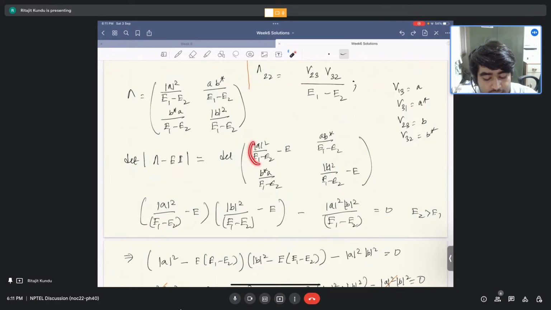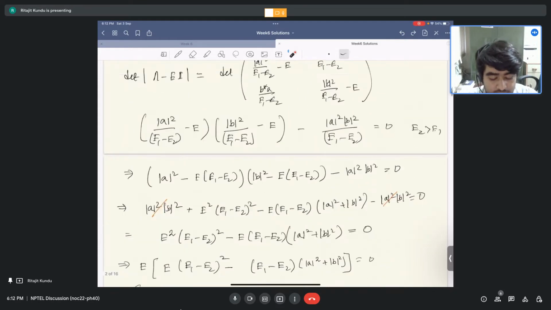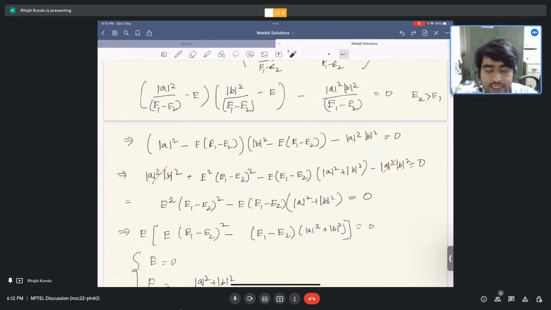This multiplies with this, so that's why I get the first term, and this multiplies with this, so that's why I get the second term. But there is a minus because we are calculating a determinant. This has to be equated to 0, and we have to solve for capital E. Now there is some algebra, so let's look into it a little bit. You can multiply these two parts and you will get something like this.